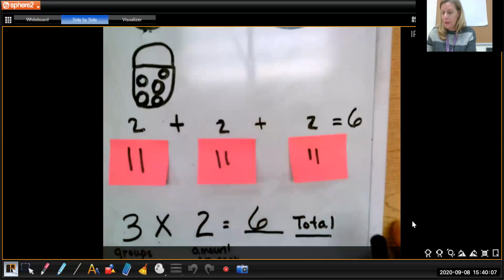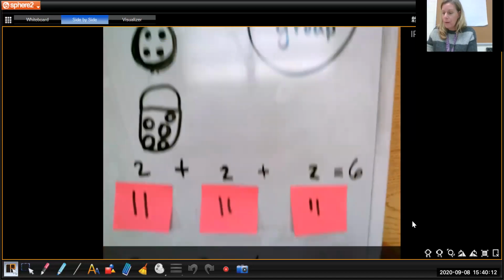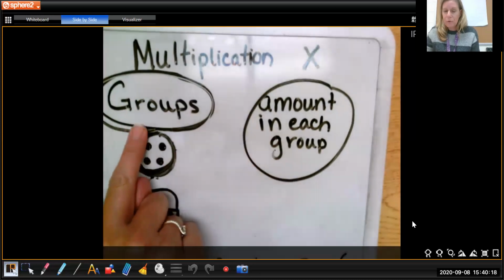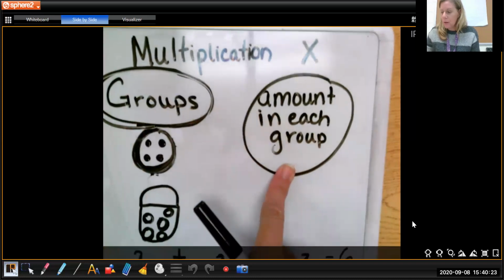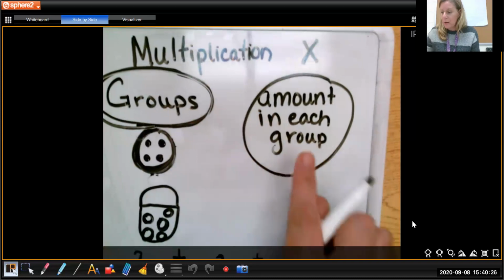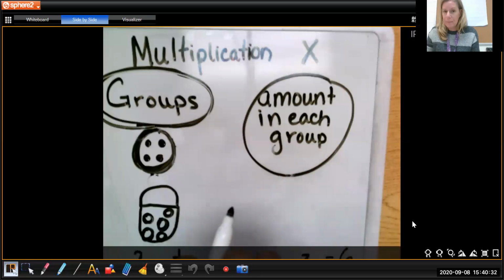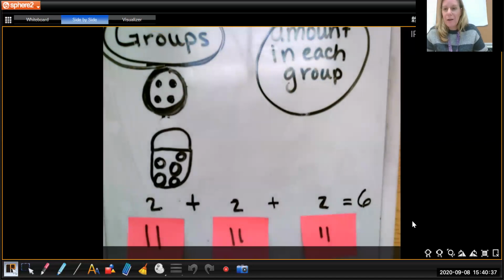Okay? After you get my board copied, the takeaway from our lesson is that in multiplication, you need to have groups, and you need to know how many in each group. And also know that the amount that's in the group is going to be the same every time. Okay? So that's our lesson for today. Just get a general idea of what multiplication is. And then tomorrow, we're going to do a little more practice with multiplication models and repeated addition.